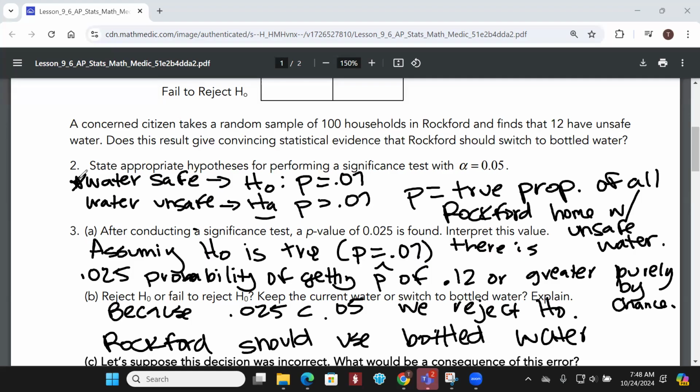The answer is reject the null and get the water. Say it again. So that's the alpha that they're giving us. We're going to talk about what alpha to use a little bit later, but for right now, that's the designated one they gave us. Sometimes they'll say 0.01.